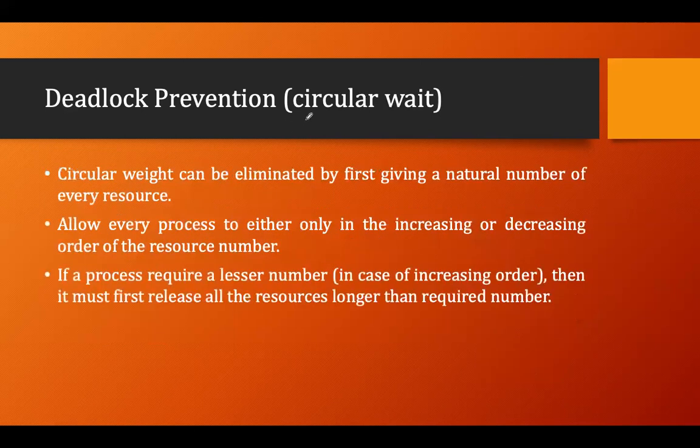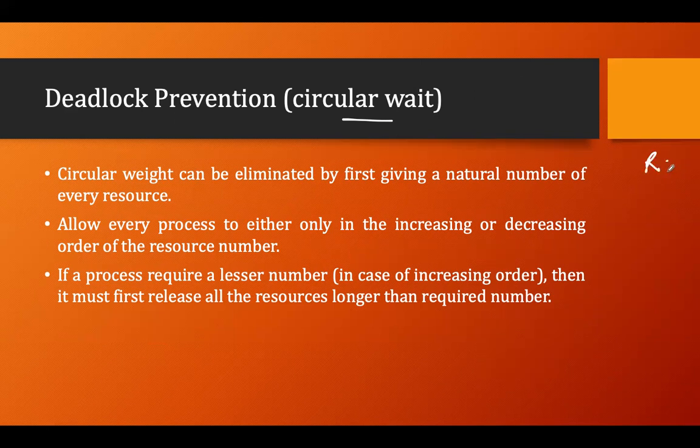Now the next is violating the circular wait. How can we violate the circular wait? Circular wait can be eliminated by first giving a natural number to every resource. Let's say we have different resources, so we'll give a number to each of them.